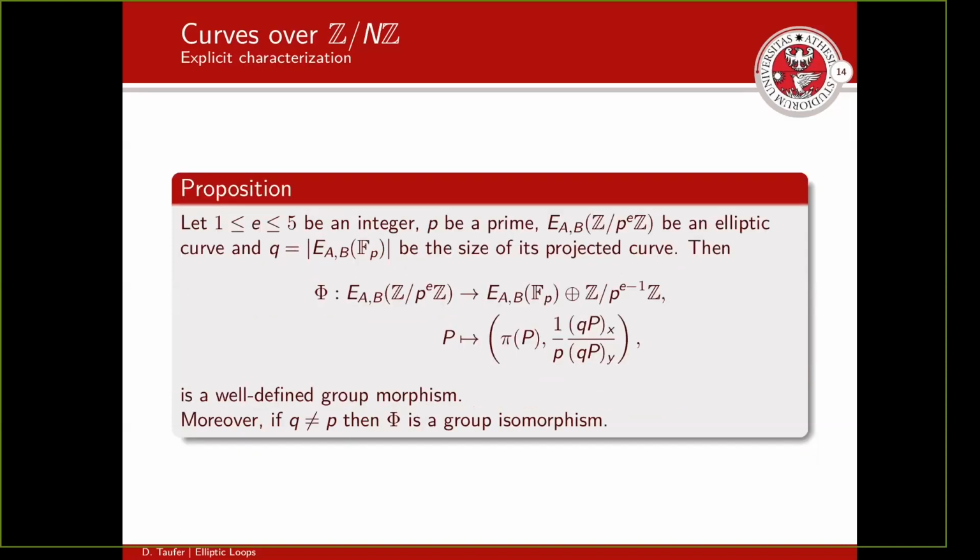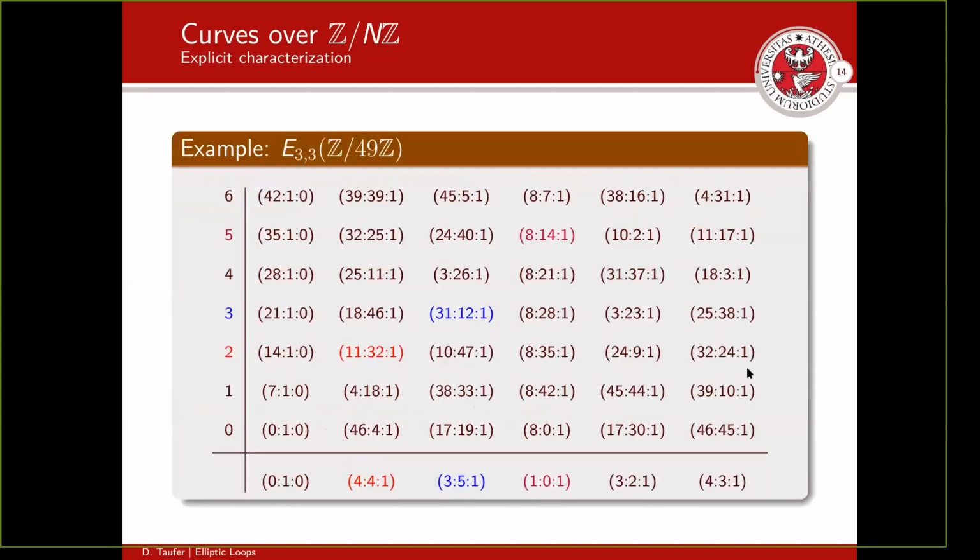It is also possible to give a concrete characterization for small exponents. When the exponent is smaller or equal than 5, then we have concrete isomorphism defined in this way. I don't want to lose much time on this. I will show you an example of how this works.